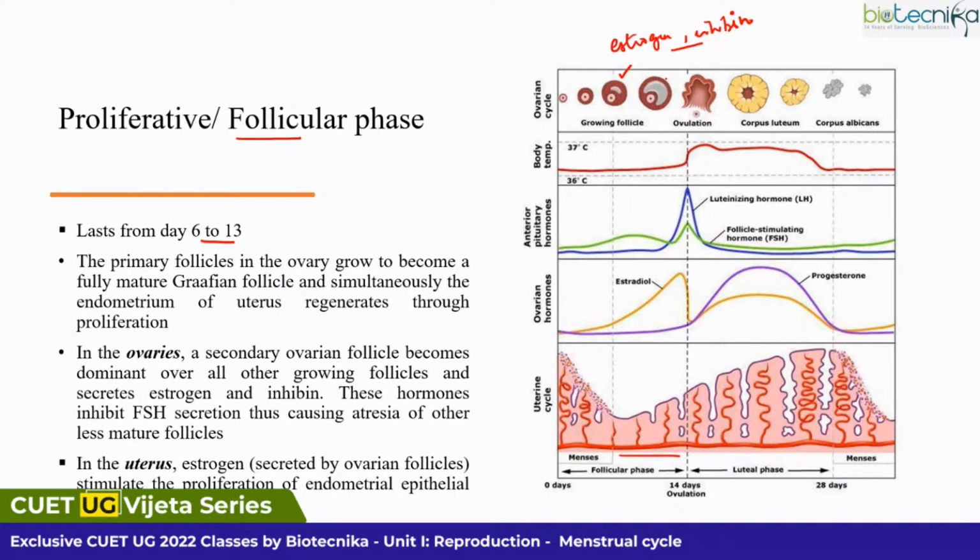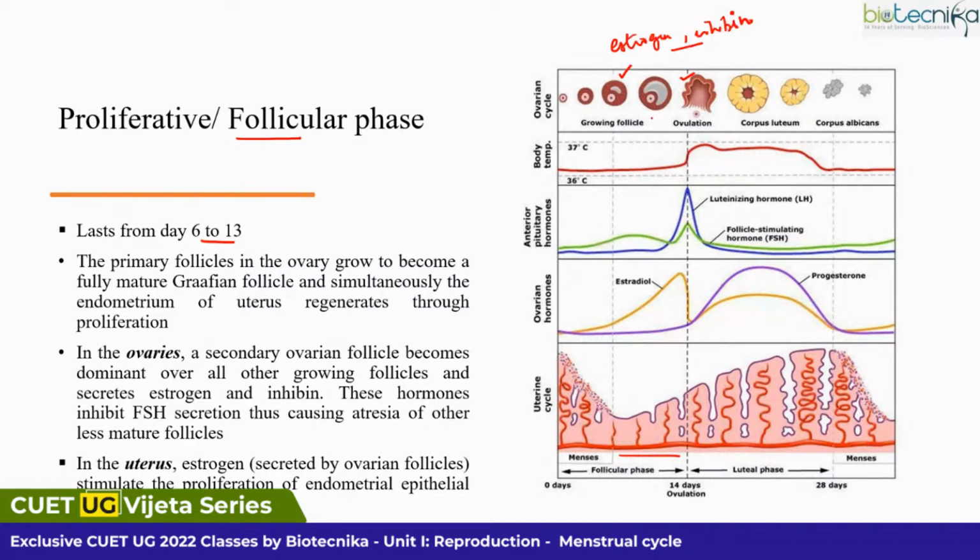One secondary ovarian follicle will dominate in the ovary, and it will mature and go towards the next phase after the secondary follicle. It will become the Graafian follicle. So you have the primordial, primary, secondary, and then the Graafian follicle. That one particular follicle will dominate and go towards the Graafian follicle stage.